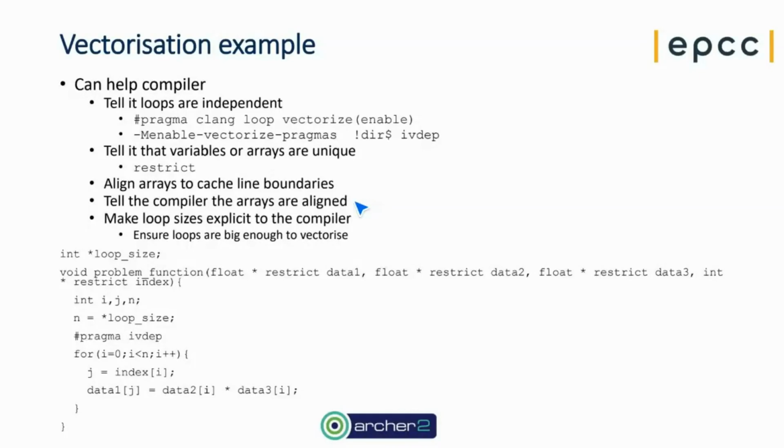Align your arrays to cache line boundaries, and we'll talk about how to do this in a minute. Then also tell the compiler that your arrays are aligned. Maybe one or other of those, or both, may be necessary. And try to make loop sizes explicit to the compiler. For small loops, it will help if the compiler knows how big they are.